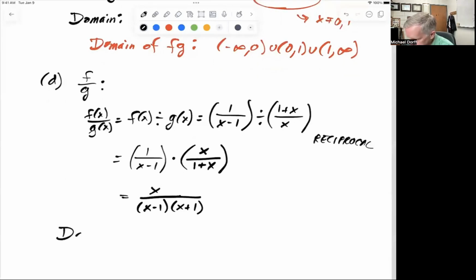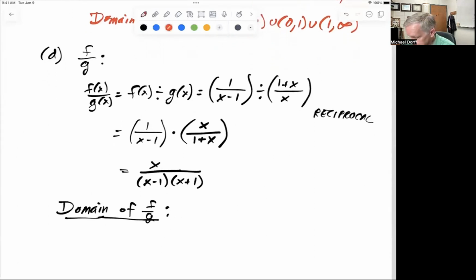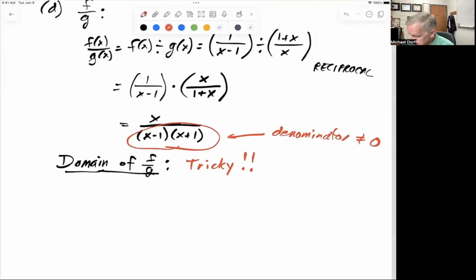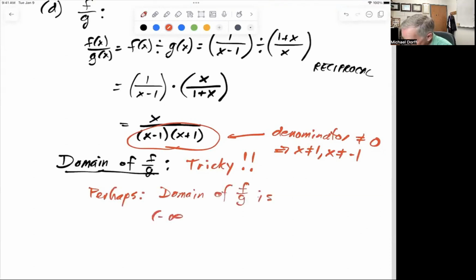And now what's the domain? Domain of f divided by g. Well, this is the tricky part here. Be careful. If you look at the final answer, you're going to say the denominator can't equal 0. And when would the denominator equal 0? That would mean that x can't equal 1 and x can't equal negative 1. So you would say perhaps the domain of f over g is negative infinity to negative 1 union negative 1 to 1 union 1 to infinity.